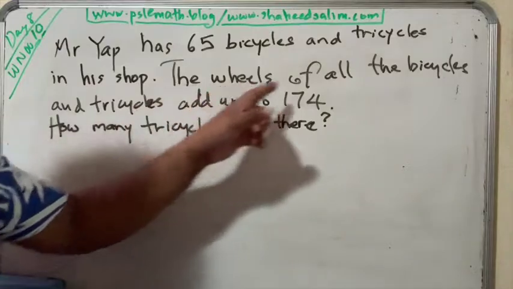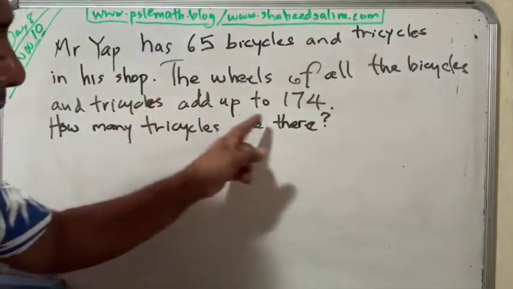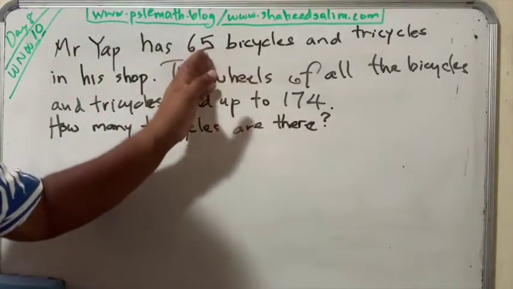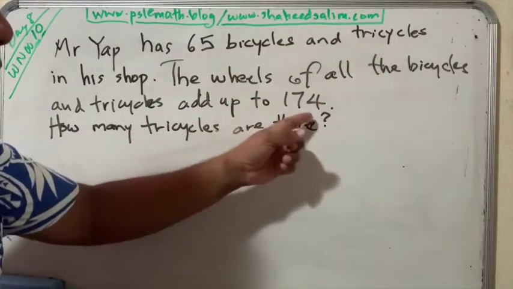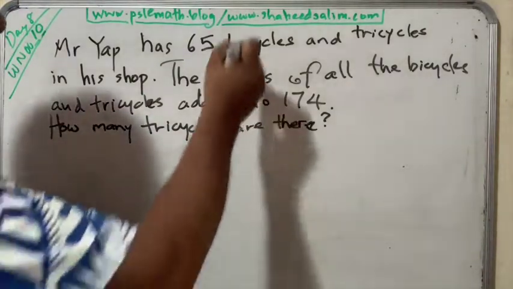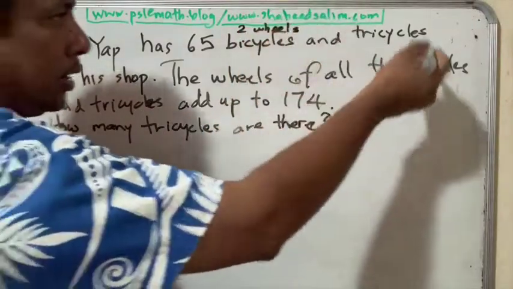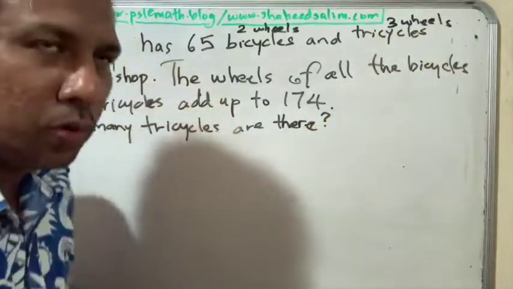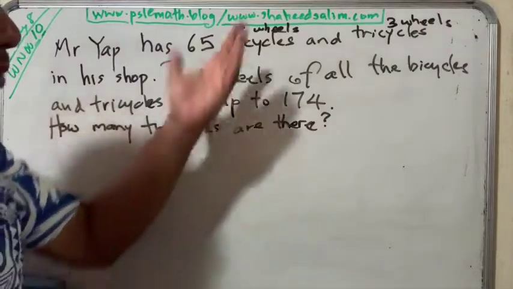Here we go. The wheels of the bicycles and tricycles, they go round and round, and at the same time they add up to 174. Okay, so the 65 bicycles and tricycles have 174 wheels altogether. Now you know that a bicycle has 2 wheels, right? And a tricycle has 3 wheels. So how do you find out how many tricycles there are or how many bicycles there are?